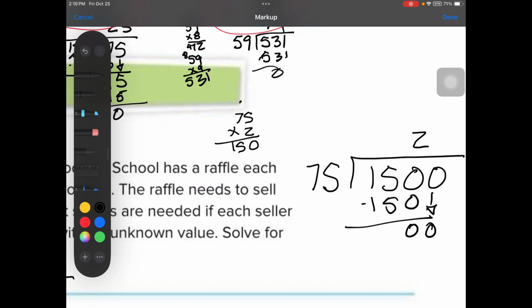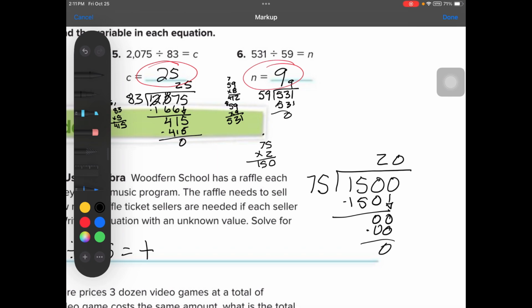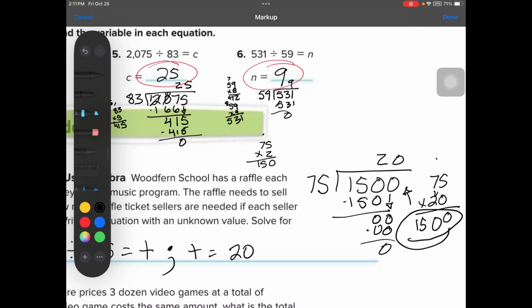Cool thing about this is that you can say, okay, 75 goes into 0, 0 times. 0 times 75 is 0, so that equals 0. Now, if you're not sure what to do, you can always do the opposite of division, which is multiplication, to check your answer. So I'm going to take 75 times 20. 0 times everything is 0. 2 times 5 is 10. 2 times 7 is 14, plus 1 more would be 15. Oh my goodness, look at that. That's our original number that we had right there. So we know that our answer is correct. So we can say that T equals 20 ticket sellers.